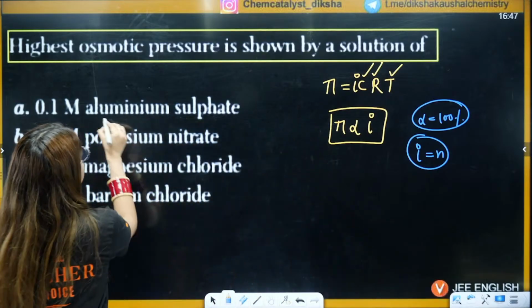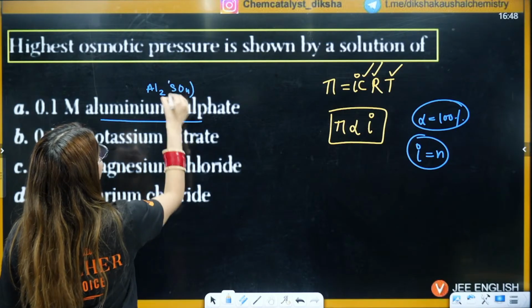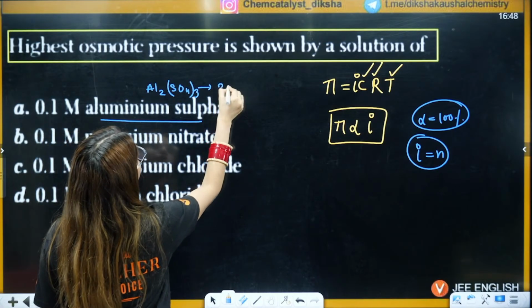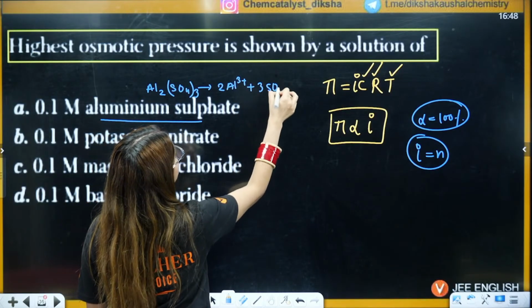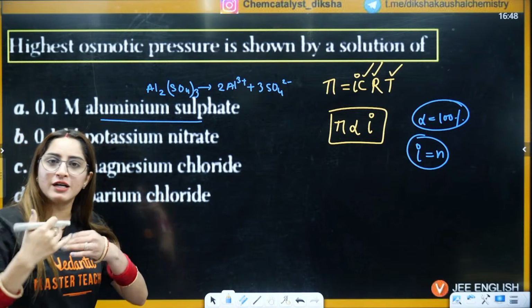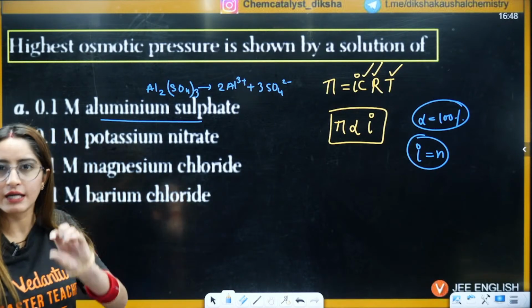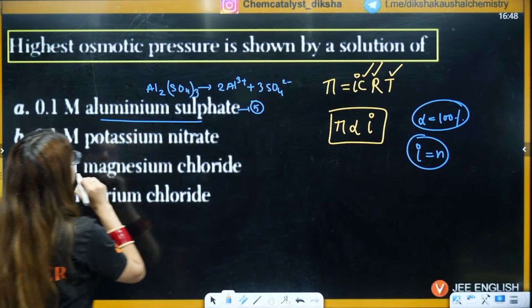So if you see this here, aluminium sulfate, that is Al2(SO4)3, we know that it will give you 2 of Al3+ and 3 of SO4 2-. That means total 5 after dissociation. So the i value is 5 here.